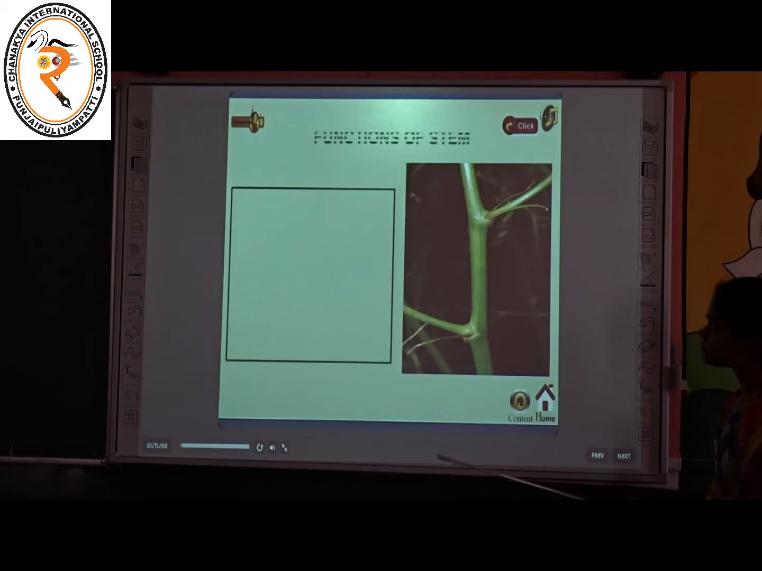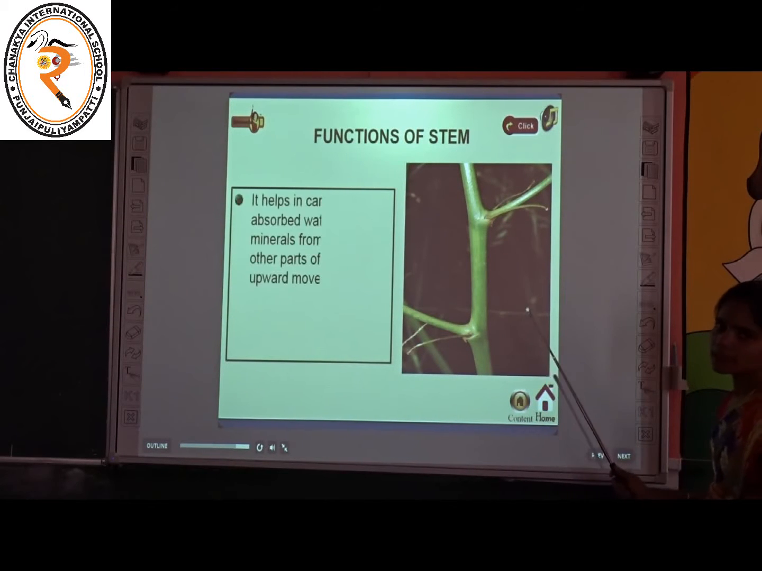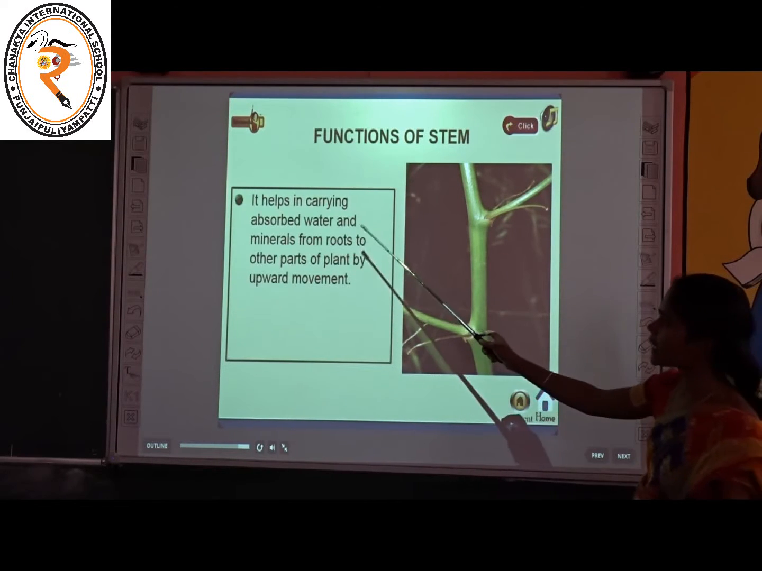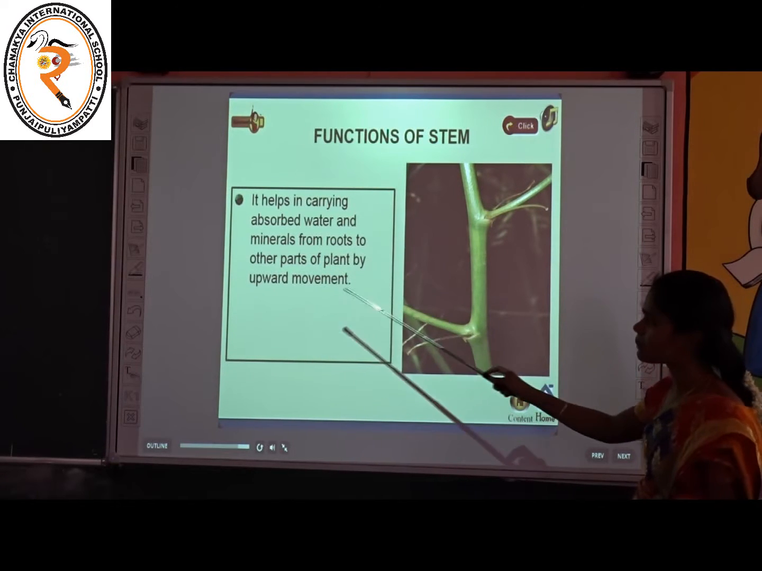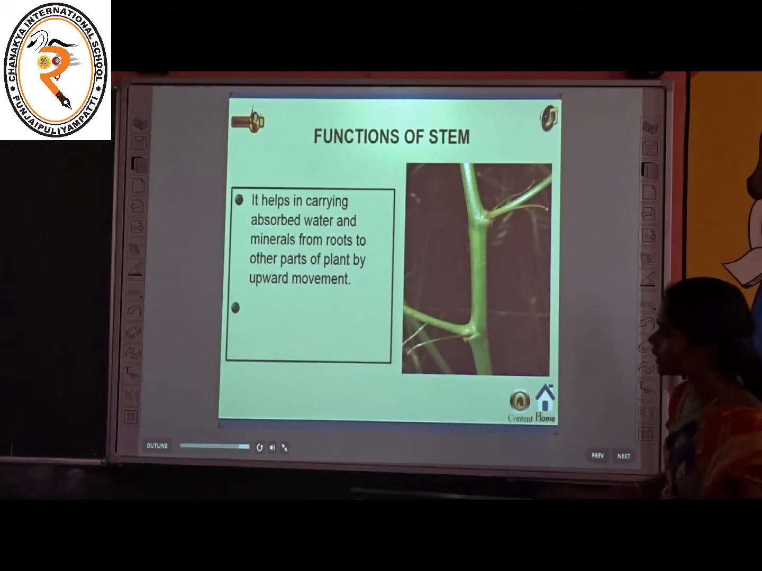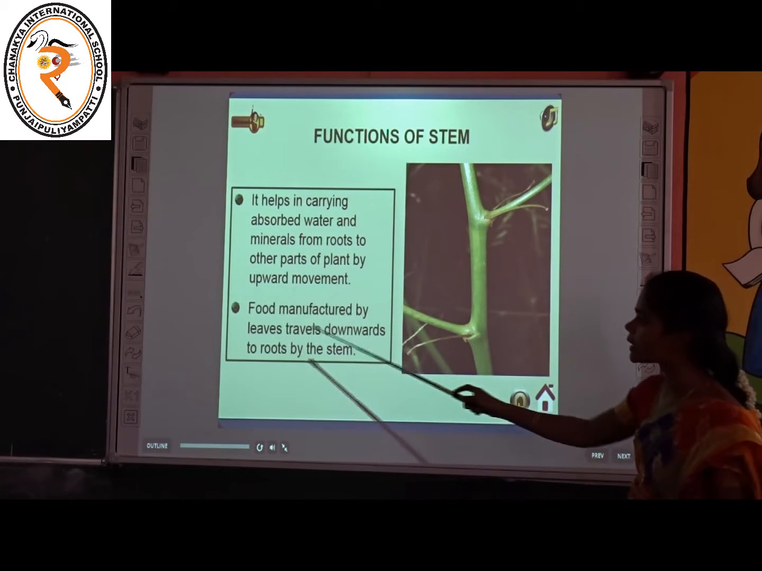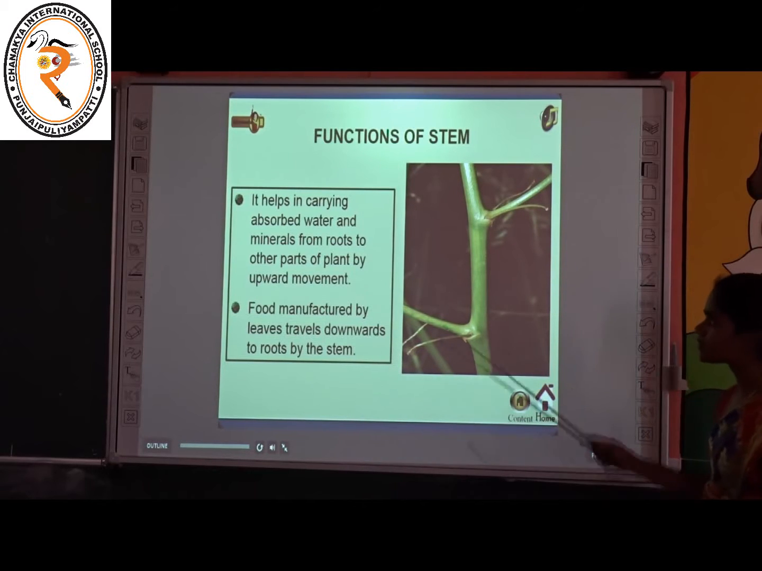And the next one. What are all the functions of the stem? See, this is the picture of the stem. It helps in carrying absorbed water and minerals from the roots to other parts of the plant by upward movement. So the main function of the stem is that it carries water and minerals to other parts like leaves, buds and flowers. And the second point, food manufactured by the leaves travels downward to the roots through the stem. So these are all the main functions of the stem.